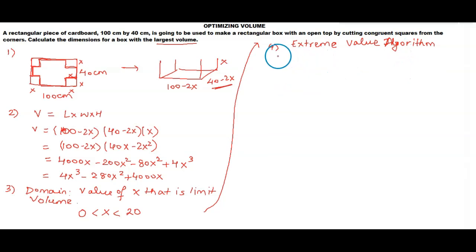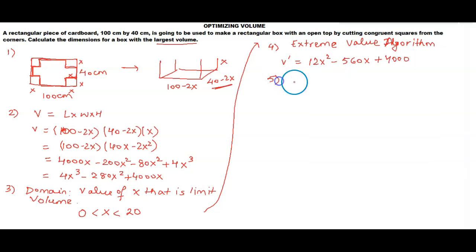So extreme value theorem, the first step is to find your derivative of the equation. And in this case, our derivative is going to be that of volume. So the volume derivative is going to be, because our volume equation is 4x cubed minus 280x squared plus 4000x, this is going to be 12x squared minus 280 times 2 is 560x plus 4000.